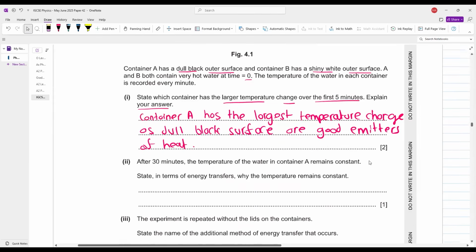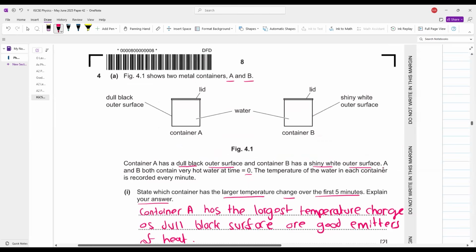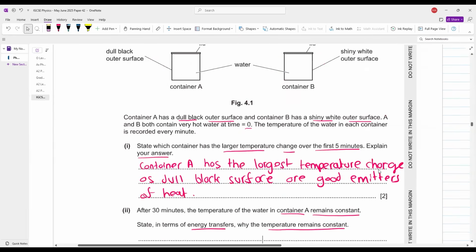Okay, let's read out part 2. After 30 minutes, the temperature of water in container A remains constant. अच्छा जी, 30 minutes के बाद temperature of water in container A remains constant. State in terms of energy transfer why the temperature remains constant. हमने बताना है why the temperature remains constant in terms of energy transfer.